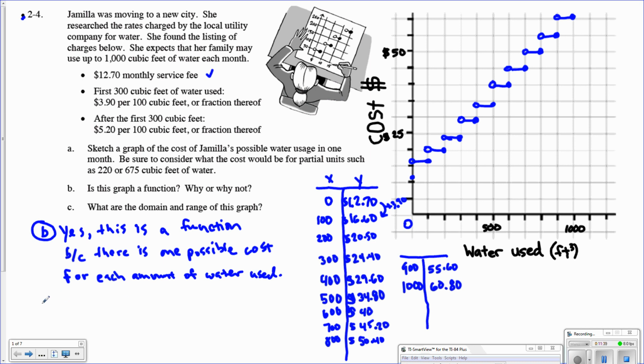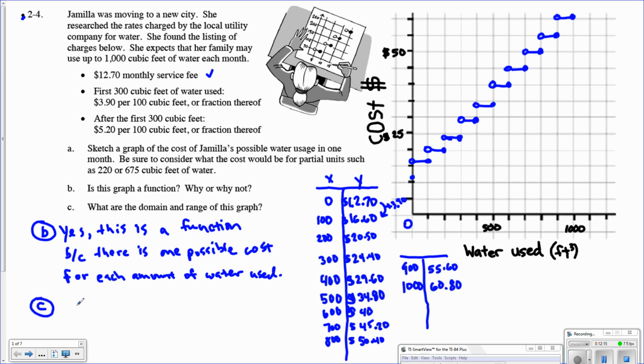And then we've got part C, says, what are the domain and range of this function? Well, the domain, when we look at it, that's all the possible amounts of water we could use. Well, we could use anything from 0 cubic feet onward. So we're going to end up saying our domain is, I think that they said she's going to use up to 1,000 cubic feet. So we could say our domain is going to go from 0 to 1,000.